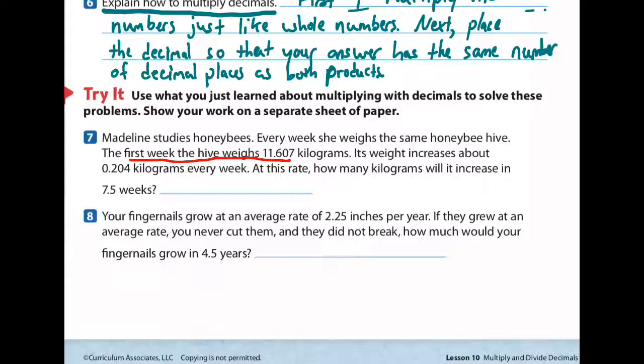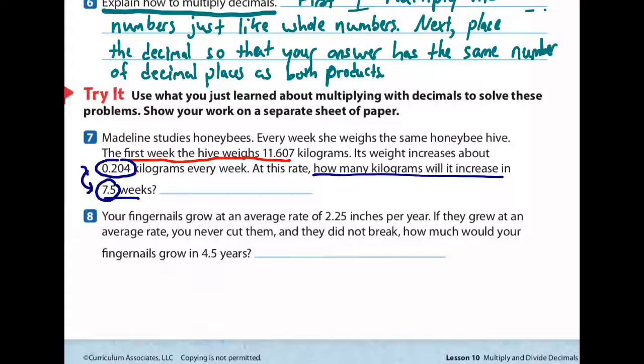All right, so here's what I know. To figure out how many kilograms it will increase in 7.5 weeks, I have to do this. Its weight increases 0.204 kilograms every week, and it's doing that for 7.5 weeks. So I'm going to multiply these two numbers together to get my answer.